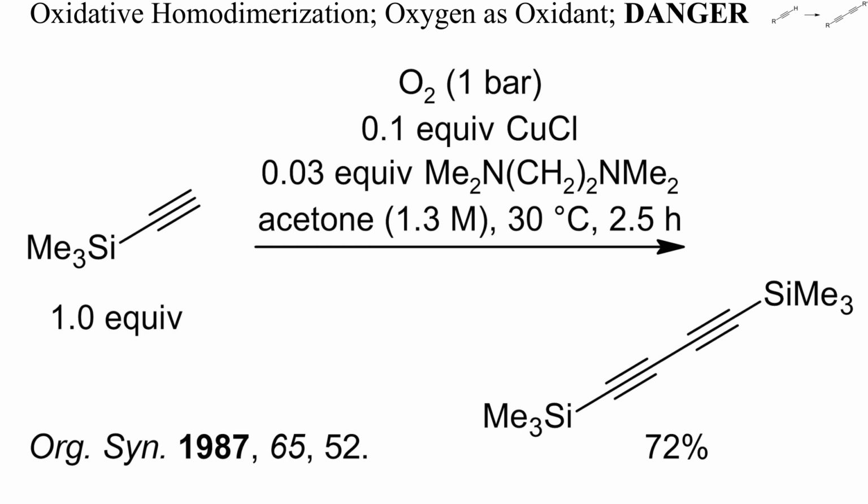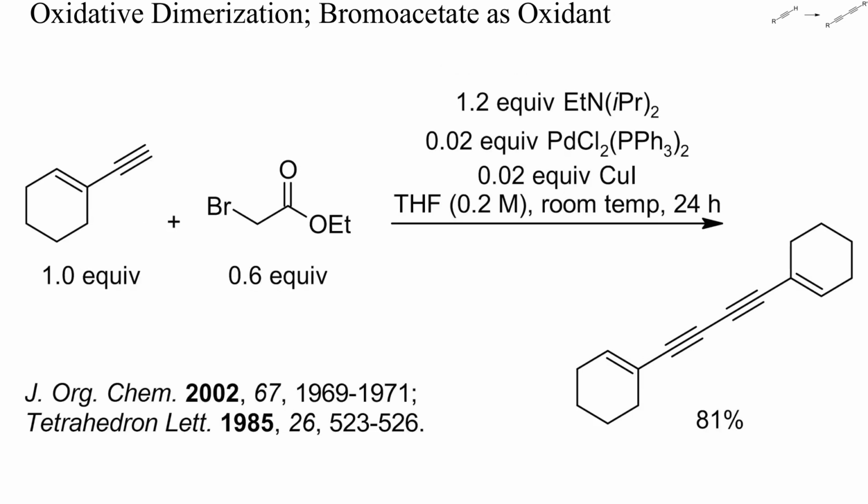This example shows how problematic oxidations with air or pure oxygen can be. Because the starting alkyne is flammable and boils at 53 degrees Celsius, explosive gas mixtures are formed above the reaction mixture. This has caused a number of accidents on a laboratory scale and makes the scale-up of this oxidation all but impossible. One alternative to oxygen or stoichiometric copper-2 are bromoacetates. In this example, a terminal alkyne was dimerized under Sonogashira conditions by addition of a bit more than half an equivalent of ethyl bromoacetate as oxidant.